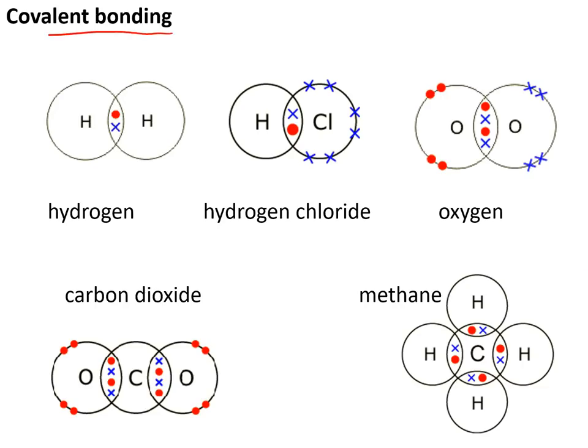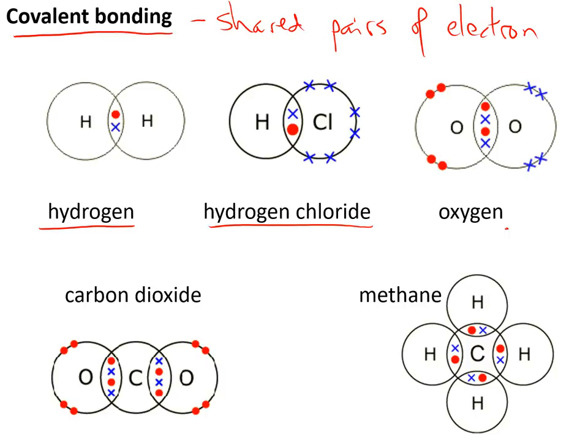Covalent bonding. This is bonding involving shared pairs of electrons. Okay, so a covalent bond is a shared pair of electrons. To go into detail takes a long time with this, so I think there's a real case here for just memorizing each of these structures. These are the ones the syllabus requires you to know: hydrogen chloride, oxygen, carbon dioxide, and methane.